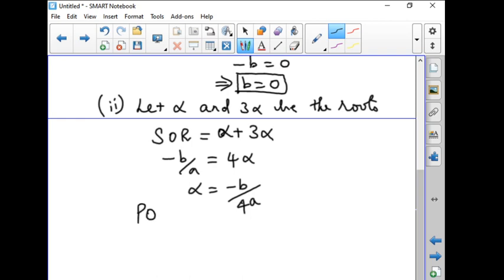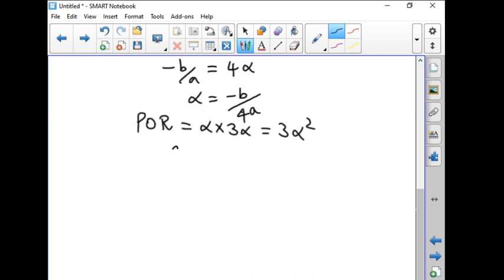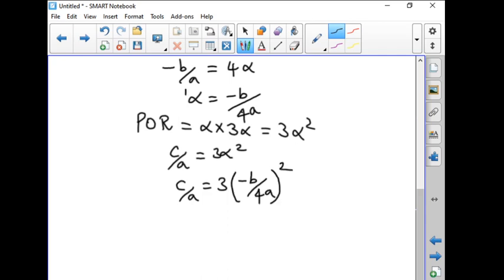What is the product of the roots? Product of the roots is alpha into 3 alpha, that is 3 alpha square. What is the product of the roots from the given problem? c by a is equal to 3 alpha square. So how can you write alpha? c by a is equal to 3 into minus b by 4a the whole square, because we have found alpha. So using alpha we can substitute here 3b square by 16a square.